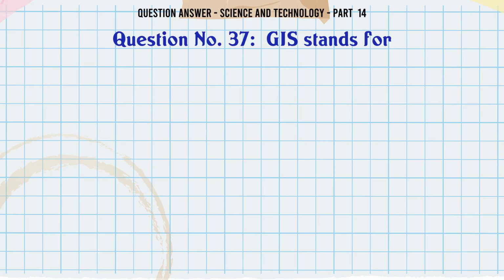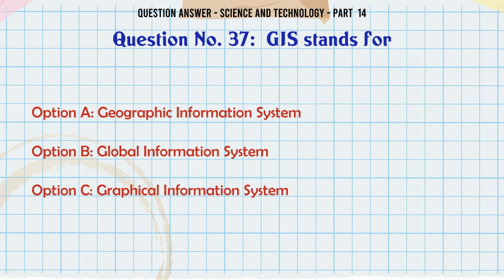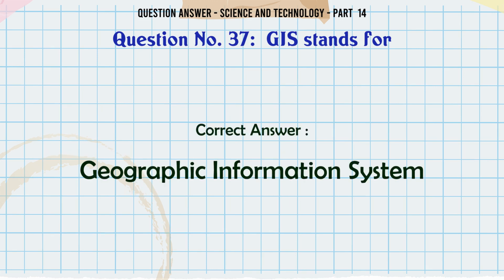GIS stands for A. Geographic Information System, B. Global Information System, C. Graphical Information System, D. Google Information System. The correct answer is Geographic Information System.